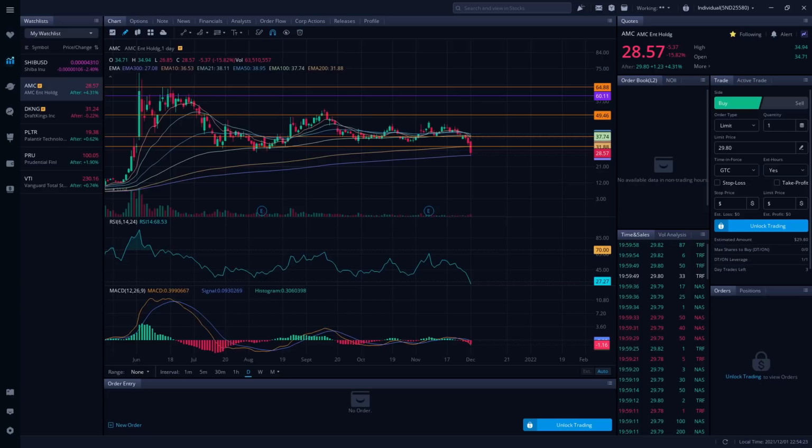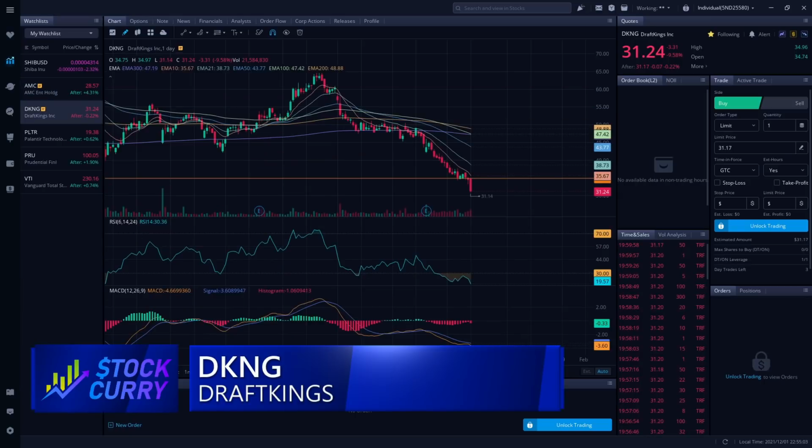Now, for everybody else, AMC is really cheap right now from a technical standpoint. And I think now would be a great time to buy in. And Keena Grace agrees. He said this is a great opportunity to buy into AMC for cheap. Next up is DKNG. This is DraftKings, and they're an online sports betting company.